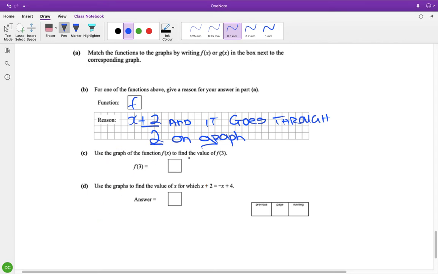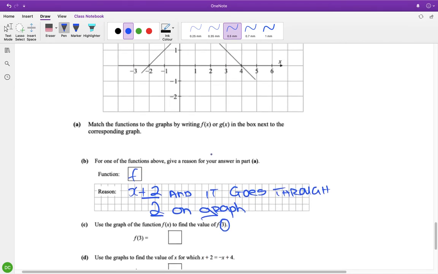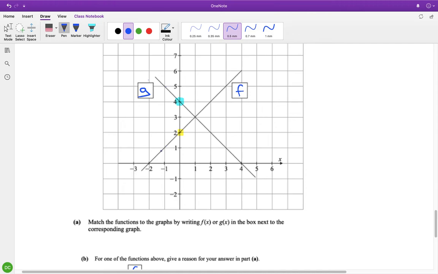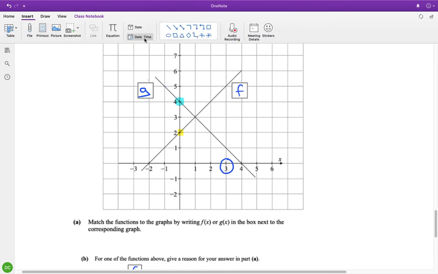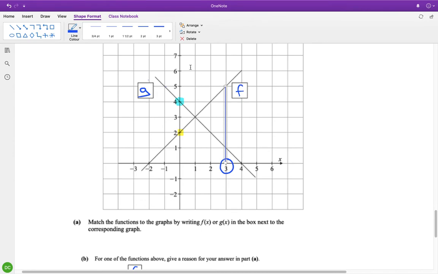Use your graph of the function f to find f of 3. So where's the f one? This one's the f one. The way you do this is you go to 3, get a little line here, and go up until you hit your graph. There. And then you go across, and we've landed on 5. So the answer is 5.